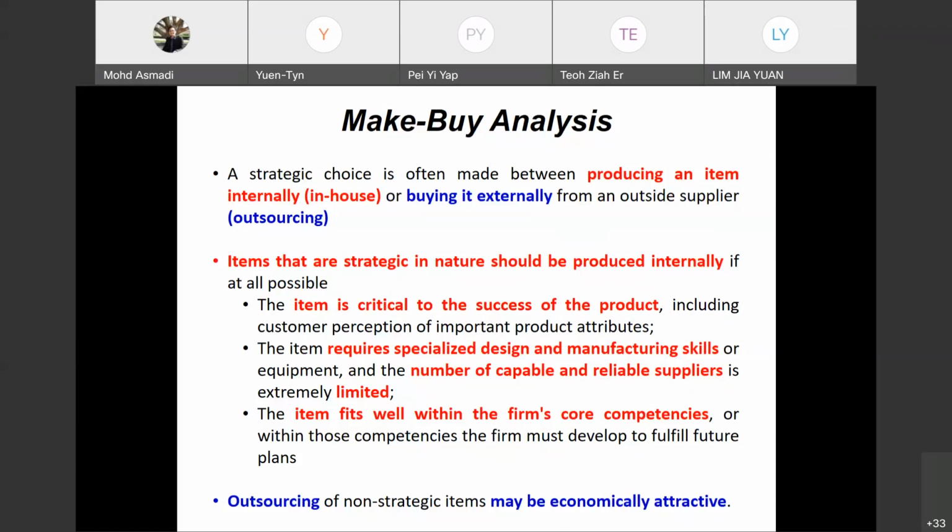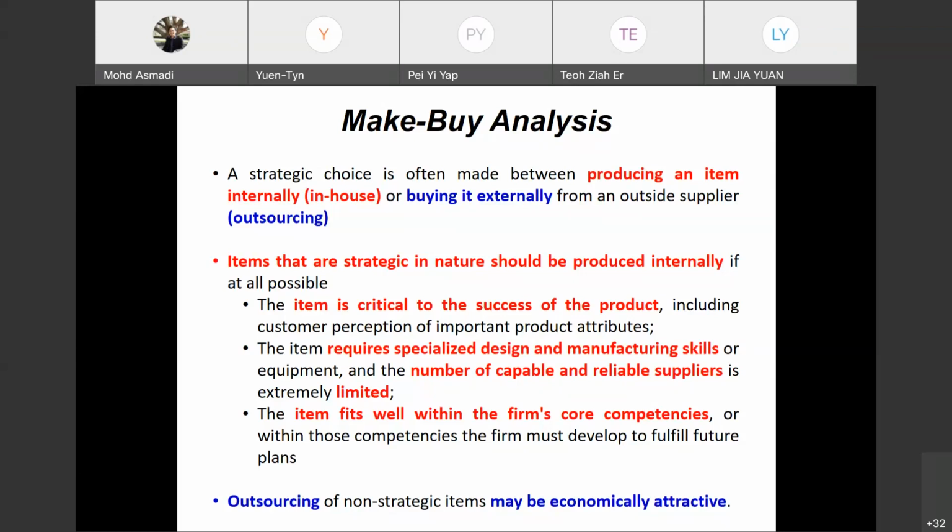Or if the situation is favoring buy, meaning that you are not really capable, your company is not capable, but the other company is more capable, so that's why you favor the buy decision. And the third one, the item fits well within the firm's core competencies. There is no other company that can fit with your product development.